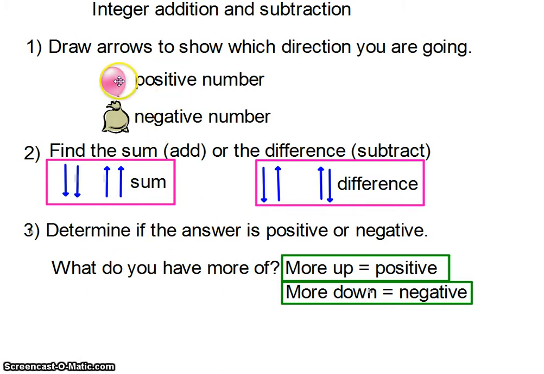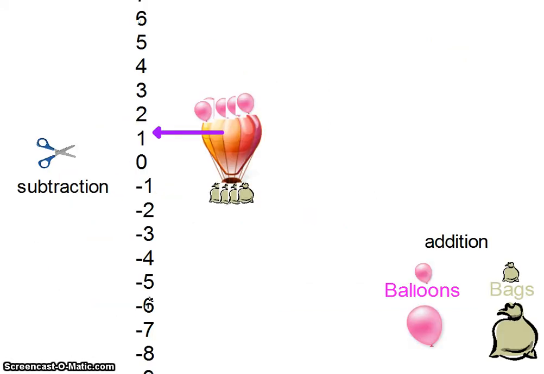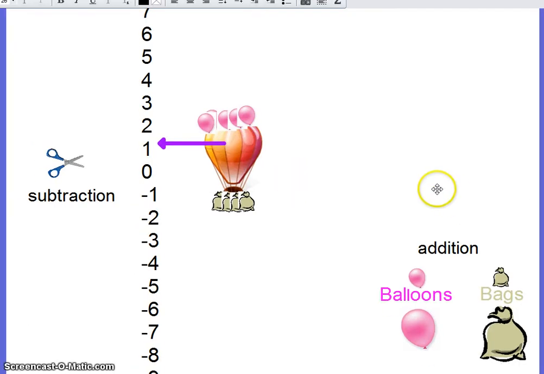So positive numbers are balloons. They make us go up, and negative numbers are bags. They make us go down. So let's take a look at this hot air balloon model. These bags will make you go down. These balloons will make you go up. So let's look at addition problems.